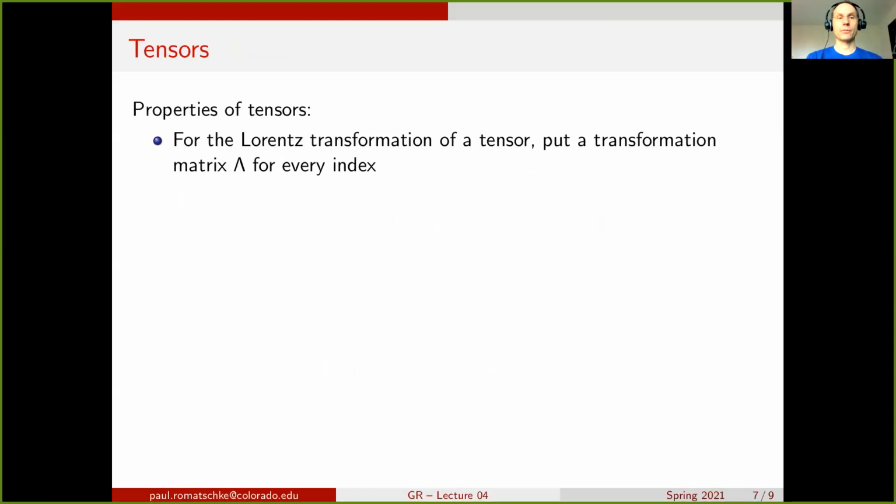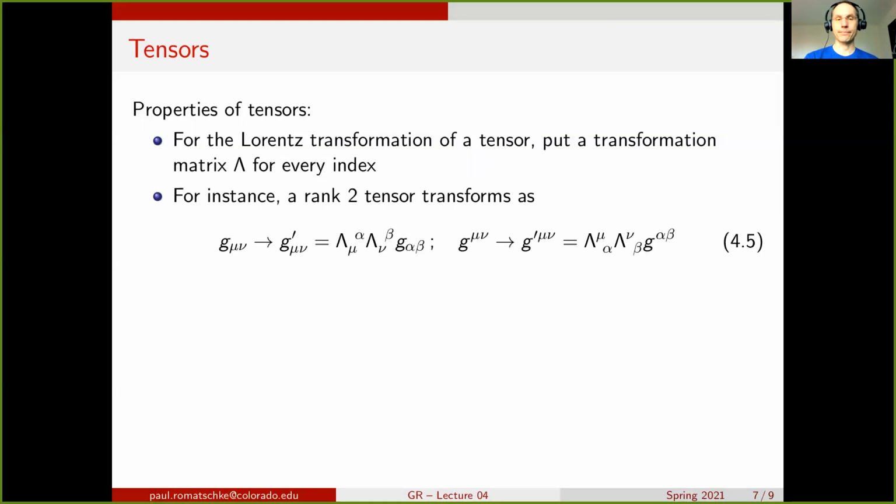Finally, let's talk about some properties for tensors. For a tensor, when we want to do a Lorentz transformation to a different frame, we have to put a Lorentz transformation matrix for every index that the tensor contains. As an example, let's take a rank 2 tensor. For instance, our metric tensor g mu nu transforms to the metric tensor in the prime frame by stringing together our original object g alpha beta together with a Lorentz transformation for every index.